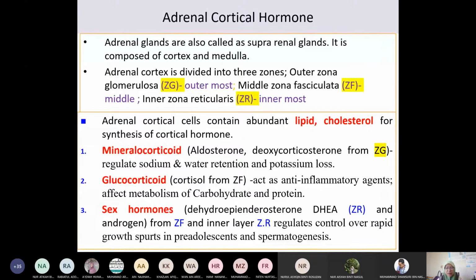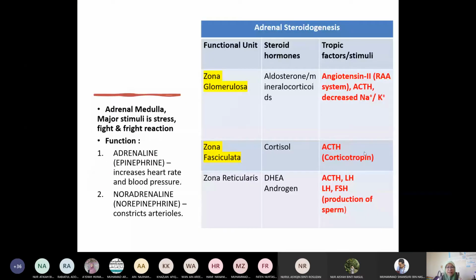Cholesterol is the mother compound that provides the biosynthesis of various types of steroid hormones. You can see that here. Aldosterone synthesis relies on stimuli and trophic factors. You already know that the renin-angiotensin aldosterone system is the main regulator that supports aldosterone synthesis.